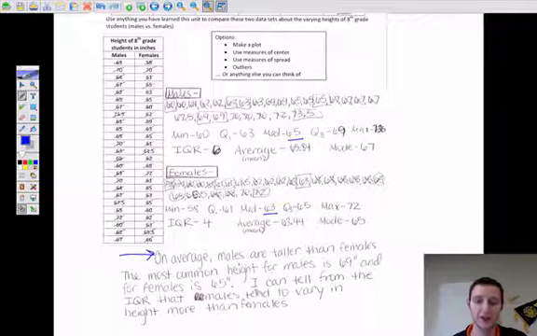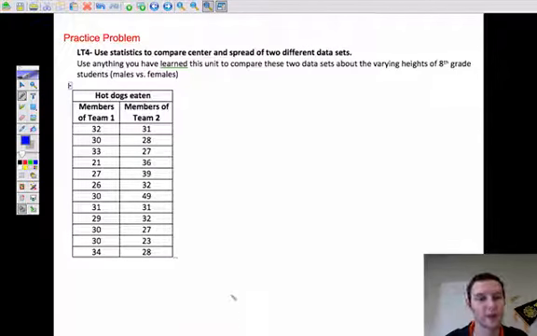You could also say that males tend to vary in height more than females, and you'd be able to tell that from the IQR, that Q3 minus Q1. So some sort of general statement that compares male height against female height is kind of what we were looking for there. So here's a practice problem.